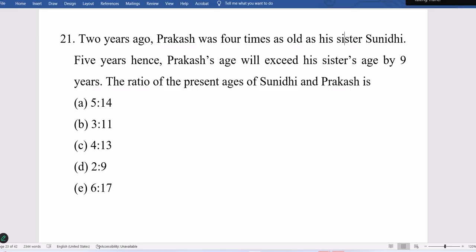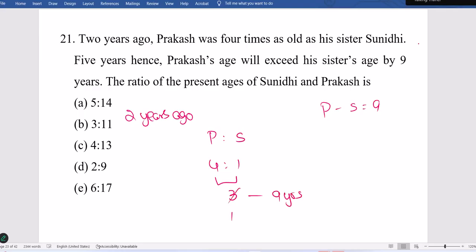See, as mentioned, whenever there is an exceed, it means the Prakash and sister difference is 9. 2 years ago, also the same difference. 2 years ago, Prakash and Sunidhi were in the ratio 4 to 1. The difference is 3, which is actually 9 years. So 1 means 3 years. So 2 years ago, their ages were 12 and 3. This is not present age, this is 2 years ago.